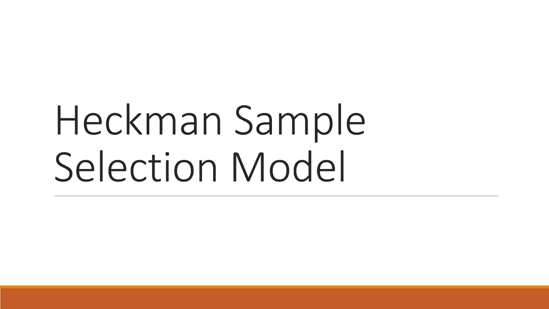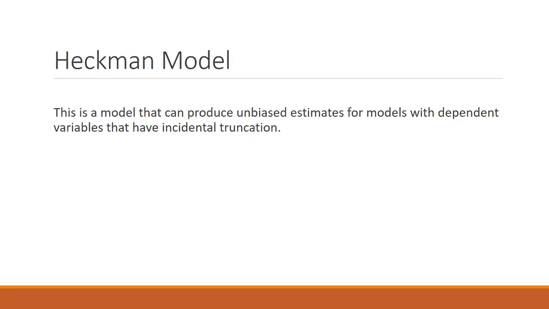Sometimes people will call it the Heckit model. I oftentimes just use the full name, Heckman sample selection model, or just Heckman. Some people will say Heckit model. This is a model that we can use to produce unbiased estimates when our dependent variable has incidental truncation.